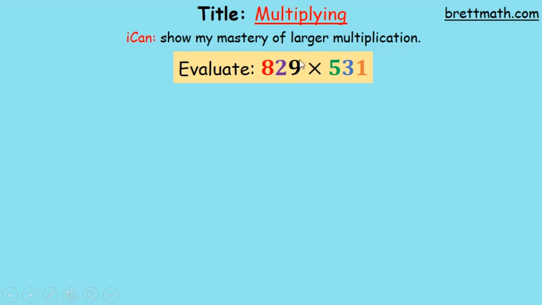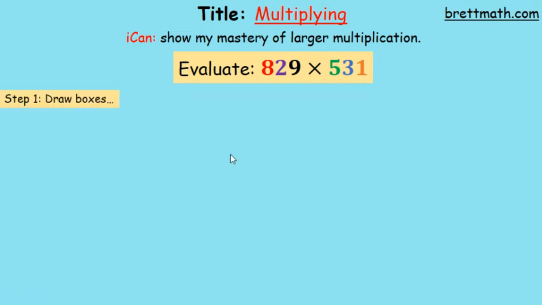So today we're going to be looking at multiplying, and we're going to be looking specifically at larger number multiplication. Now we've been asked to evaluate 829 times 531. So we're going to do it pretty simple and pretty easily.